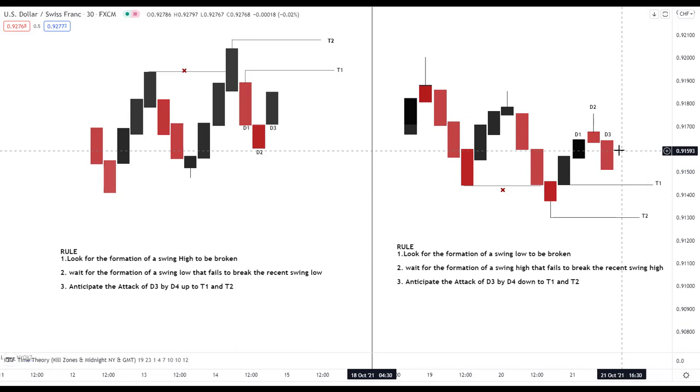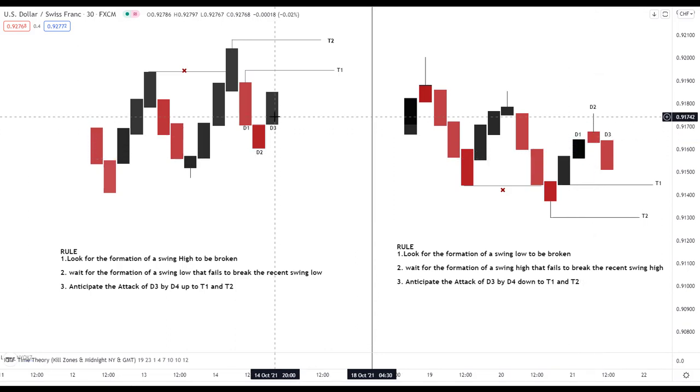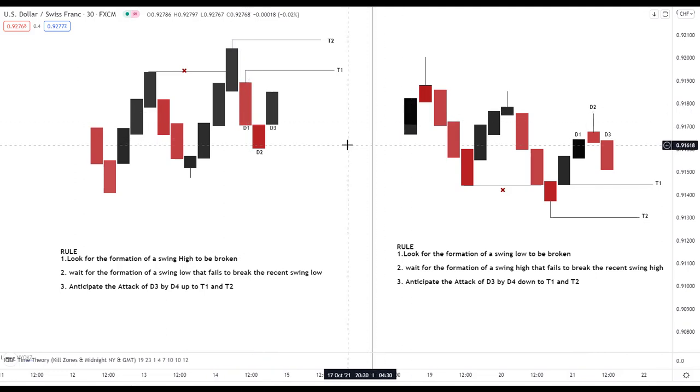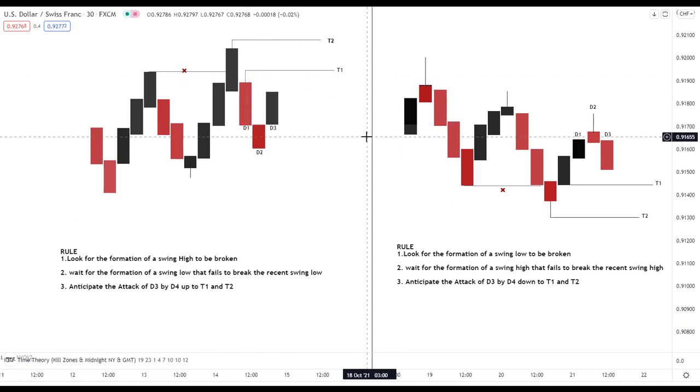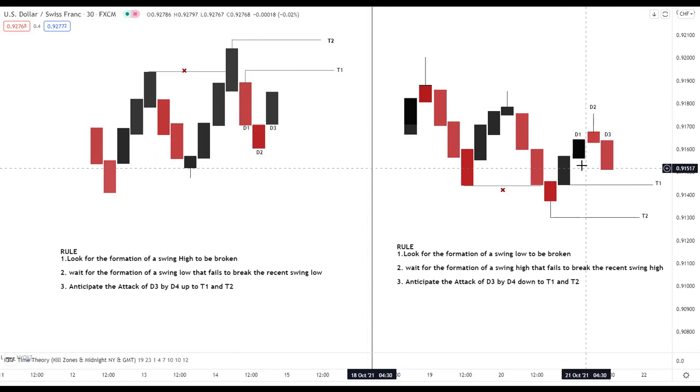The D3 must close below D2. The low of D3 must go below that of D2. Take note of that. But it may not always engulf D1, as you saw here. D3 did not engulf D1. It doesn't have to be the case. In such a case, that's the reason why we target D1 as our T1, as our target one. In this case, it engulfed that entire body.